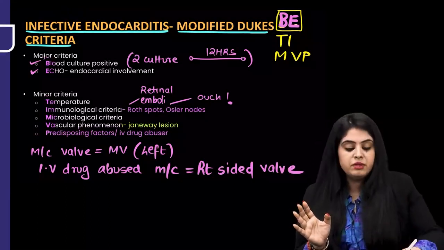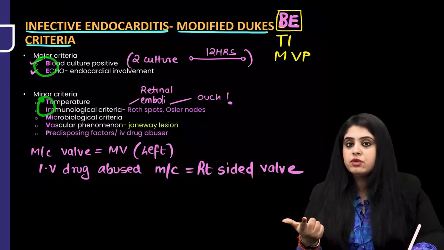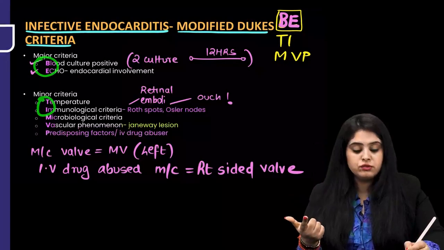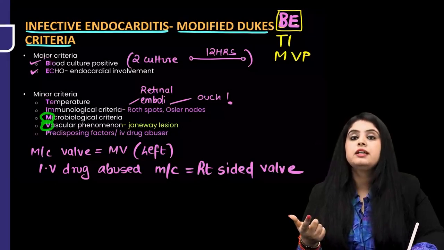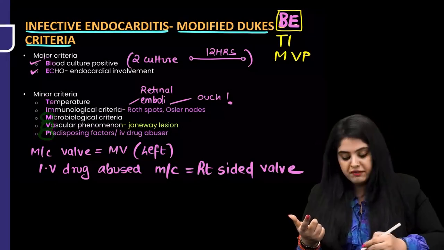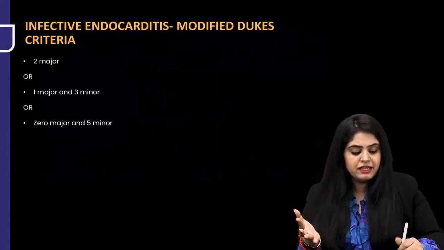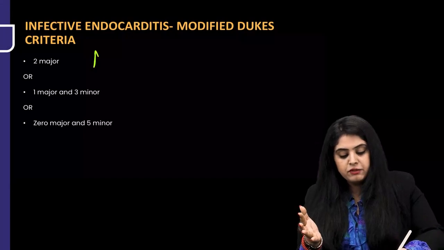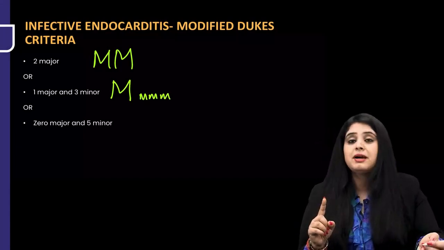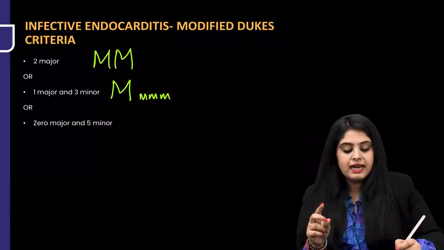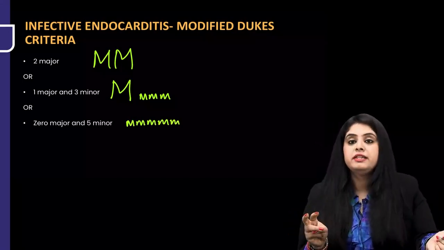So what is beti most valuable person? B and E is blood culture and echo. T and I is temperature and your immunological criteria like Roth spots and Osler's node. Most valuable person is microbiological criteria, vascular phenomena like Janeway lesions, and some predisposing factors. So either you have 2 major, right? If you have only 1 major, then you'll have to compensate with 3 minor because minor criteria zyada the na. And if you have no major criteria, then all your 5 minor criteria should be there. So simple.